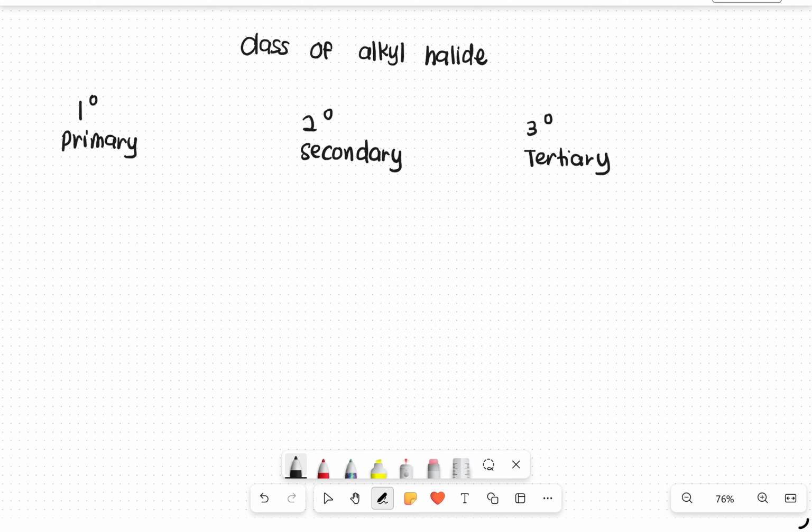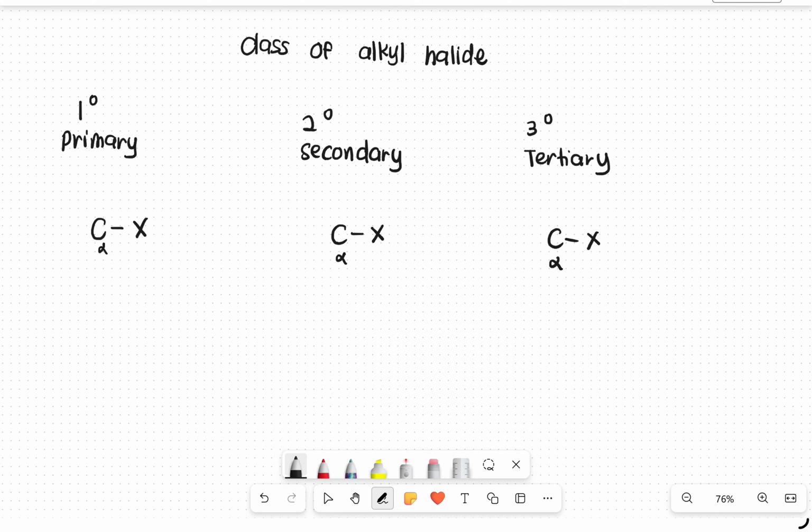As I mentioned earlier, the alpha carbon is the one bearing the halogen group. So this is your X. I just put X; X is the halogen. So this is the alpha carbon. Remember, we call the alpha carbon the carbon bearing the halogen group.